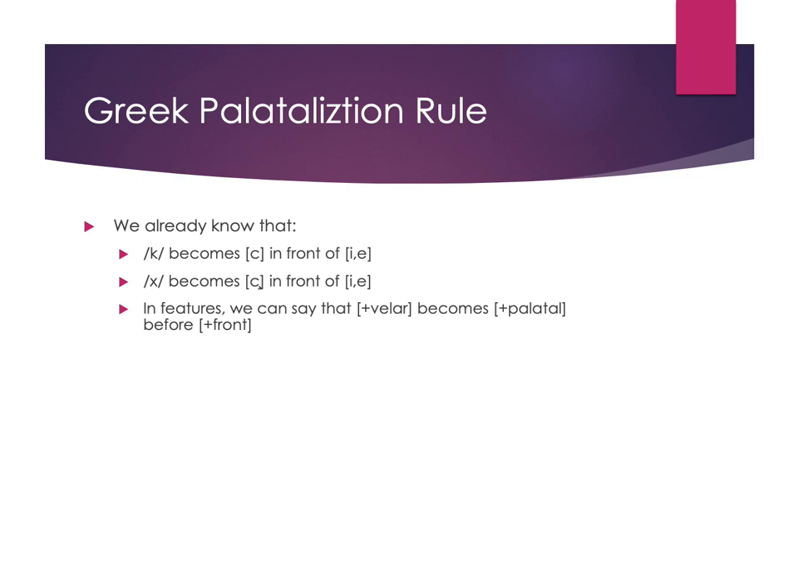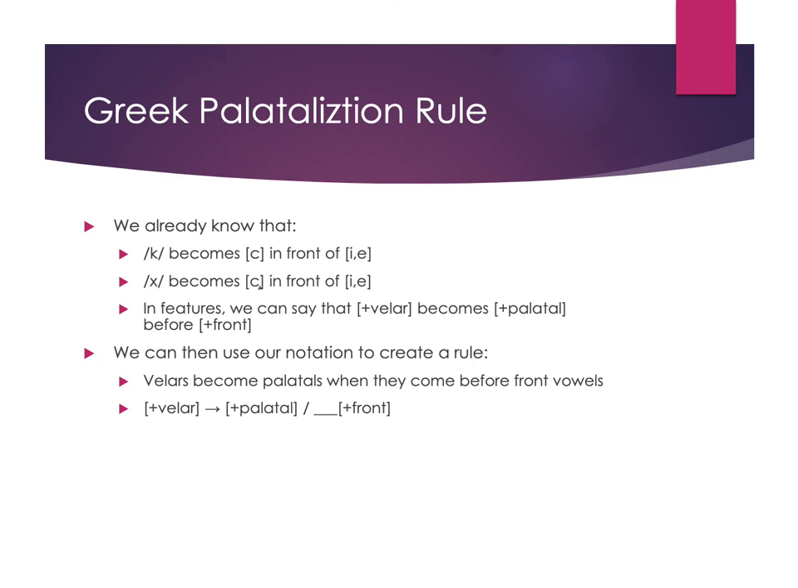So we can then take those features and use our notation rules to say that when velars become palatals before front vowels, we can just use plus velar as our starting point. This is the sounds that we had at first. Our arrow for becomes, and the change is that now they are palatal sounds, so we say plus palatal. Our big slash, and then the environment that this is happening in is whenever they're in front of front vowels. And we don't need a capital V, we don't need to specify vowels because front is a feature that can only apply to vowels anyway. So we have our underscore, and then after that we have our feature of plus front.